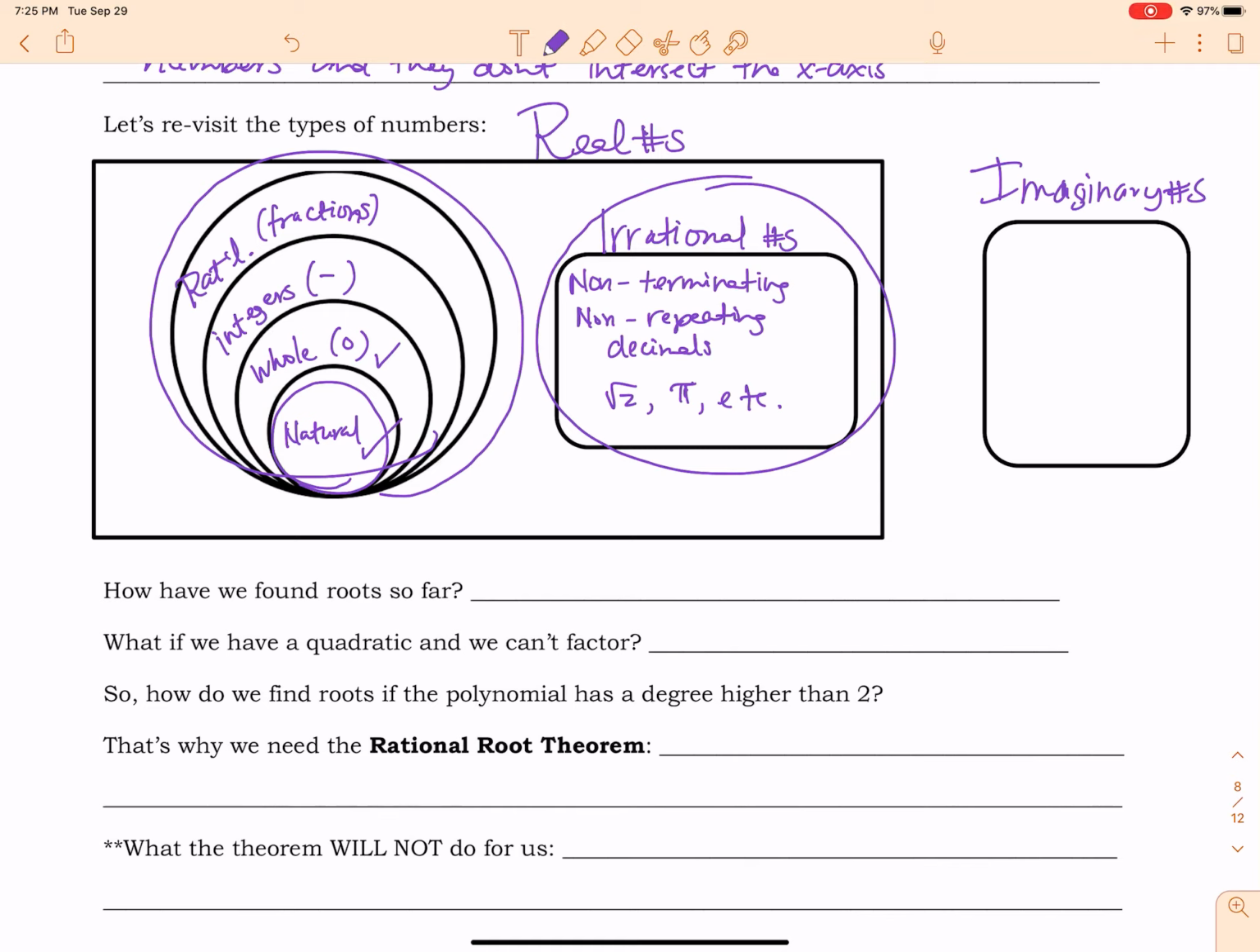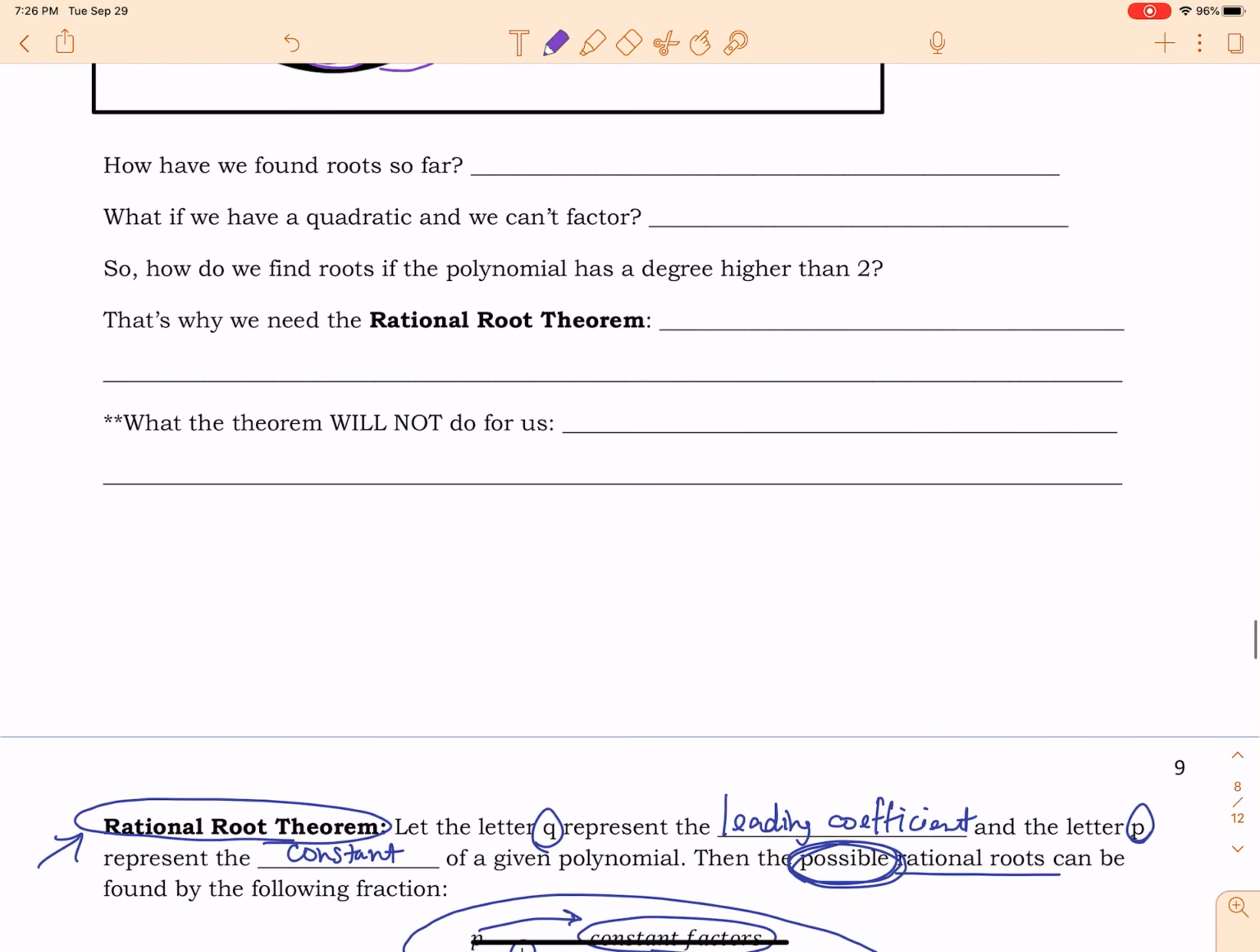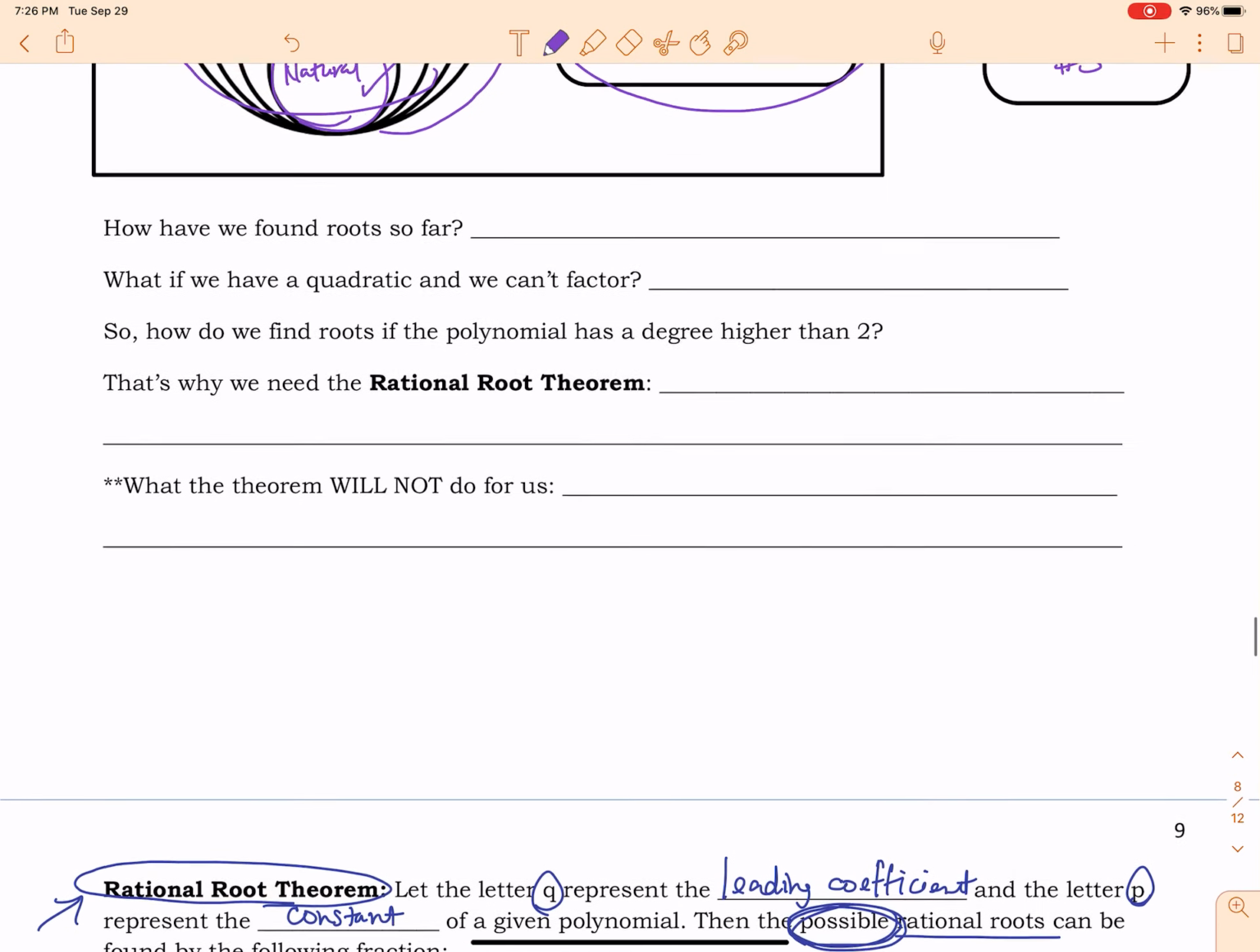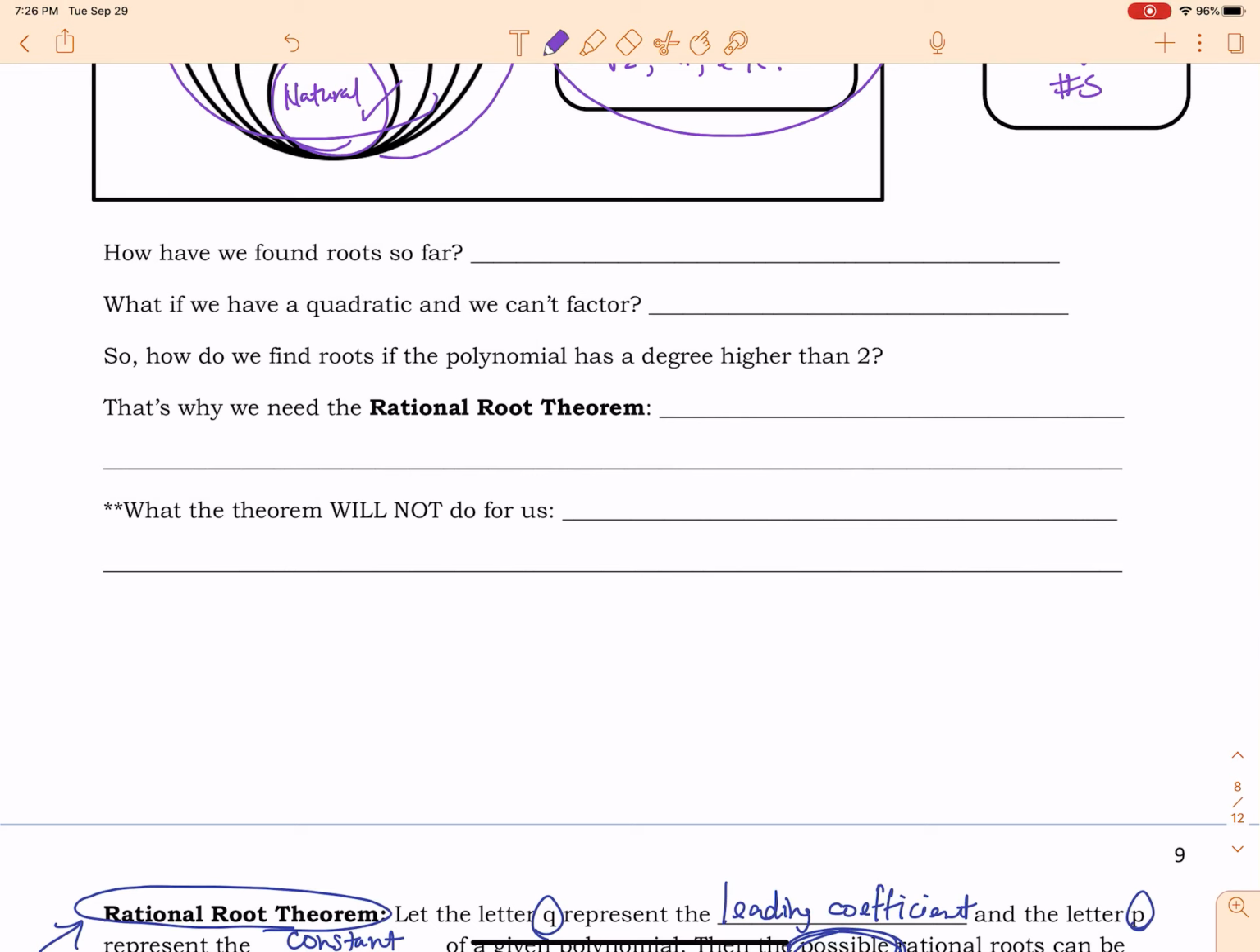All right, so imaginary numbers, what do those consist of? Well, those consist of values where you've taken the square root of a negative and you get an i. So these are known as complex numbers. All right, so that leads us to why do we need to know this and why do we need the rational root theorem anyway? So up until this point, how have we found roots? Haven't we factored? All right, we factor and then we set the factors equal to 0 and solve.